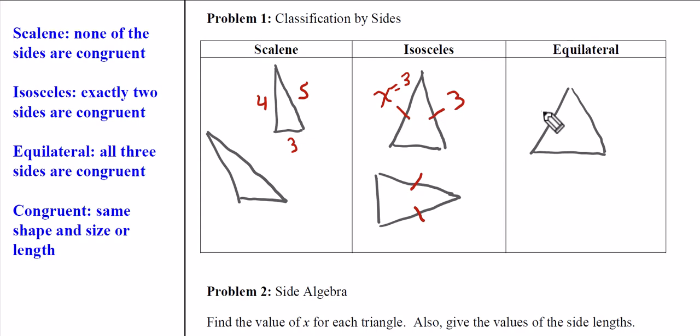Now, equilateral is a very different story. Equilateral means all of the sides are equal to each other. So we will generally identify equilateral triangles with 3 dashes, showing that all 3 of these are congruent to each other.